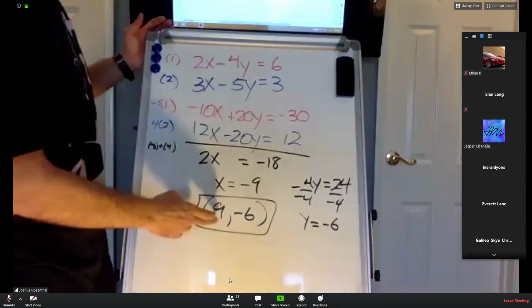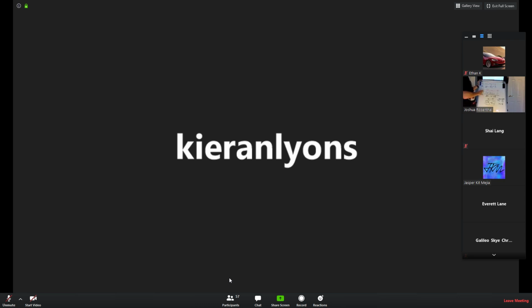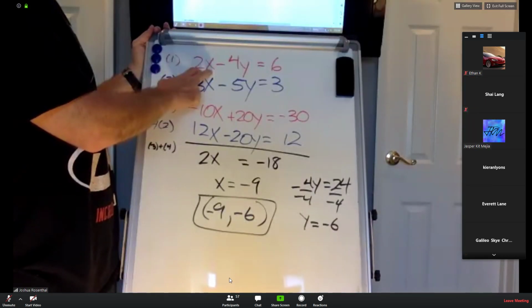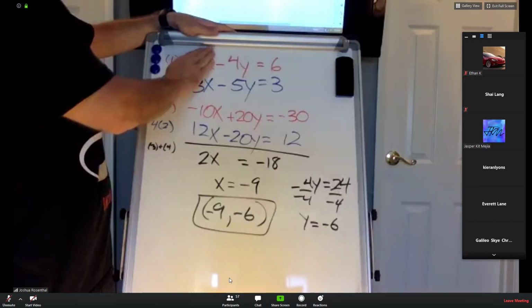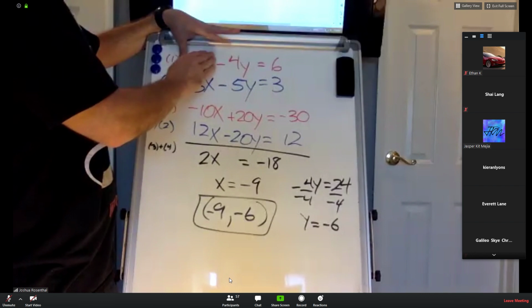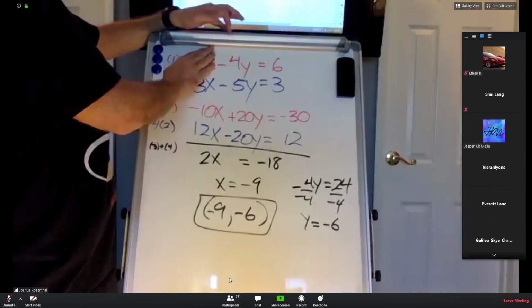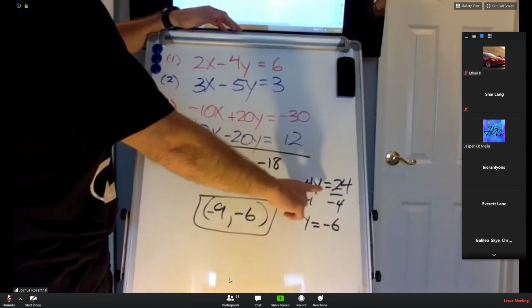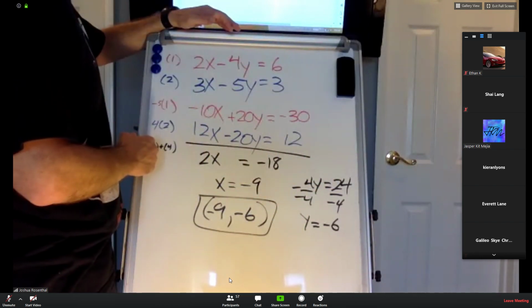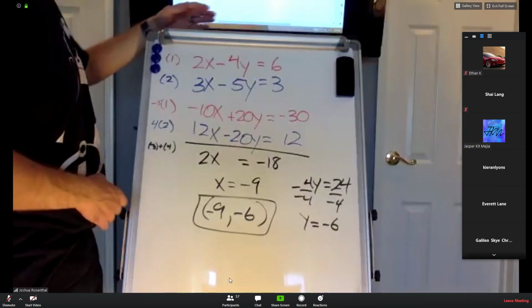Oh, here? Yeah. So where did you plug in the negative 9? Into the first one. What is 2 times negative 9? 2 times negative 9 is negative 18. Add 18 on both sides to get rid of it. What do you get on the right-hand side? You get 24. And what do you have left on the left-hand side? Negative 4y. Okay, so now bring it down here. Negative 4y equals 24. Divide by negative 4. So y equals negative 6. Okay. Got it? Yeah.